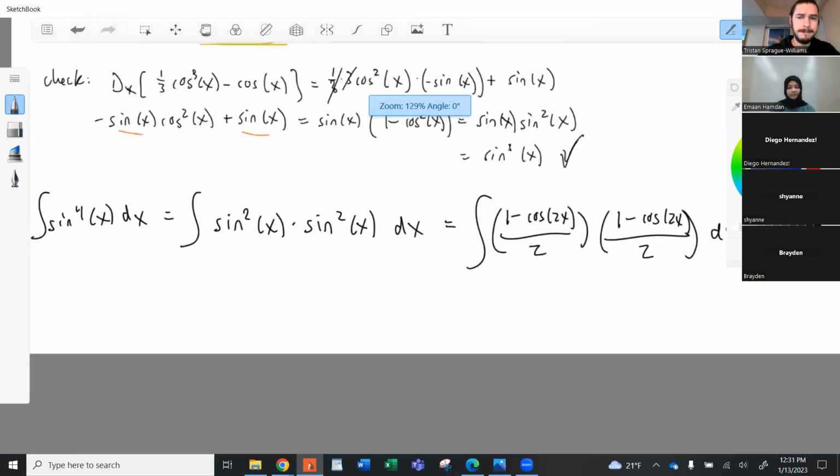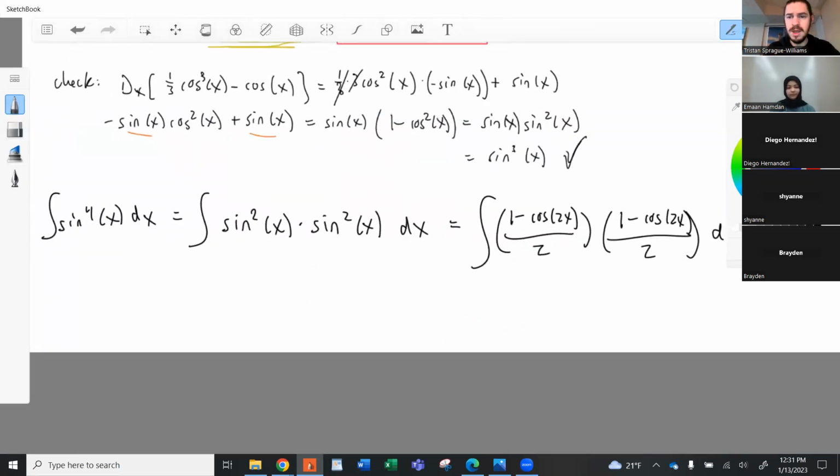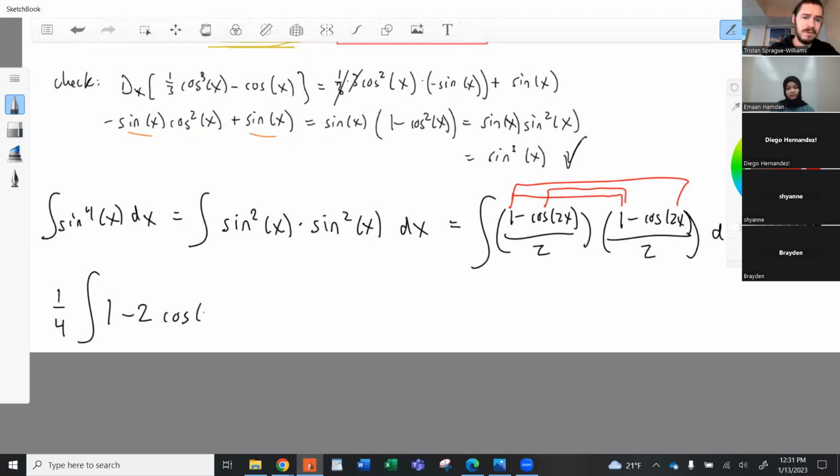Now, multiplying these together, 2 times 2 in the denominator is going to be 1/4. I'm just going to pull that 1/4 out into the front of the integral. So now I have 1 minus cosine of 2x times 1 minus cosine of 2x. I basically have to FOIL this, right? 1 times 1, 1 times negative cosine 2x, negative cosine 2x times 1. So those add together, we get 2 cosines of 2x. And then negative cosine 2x times itself, so plus cosine squared of 2x, right?